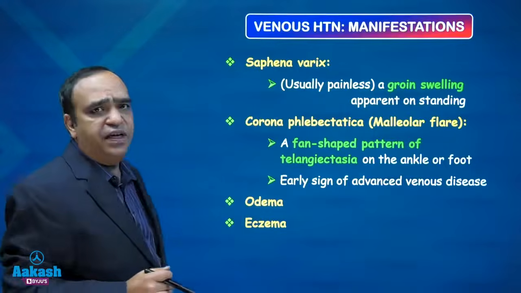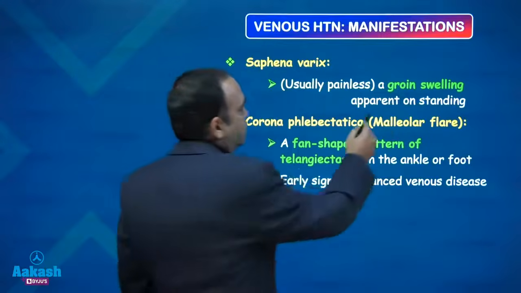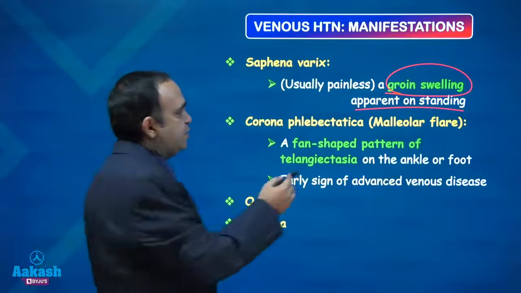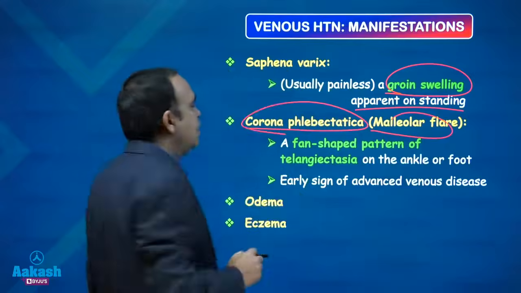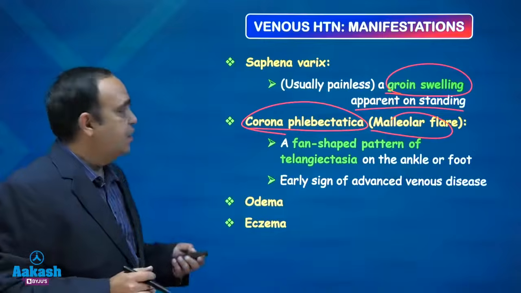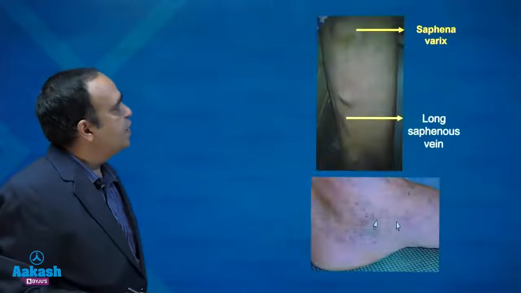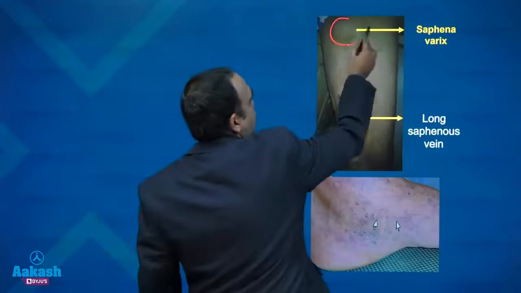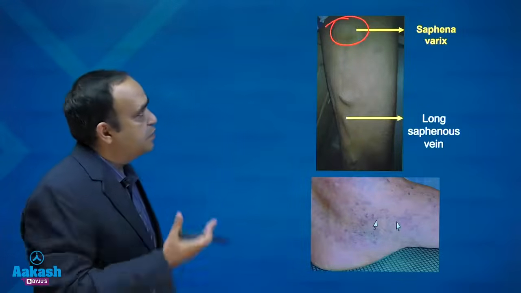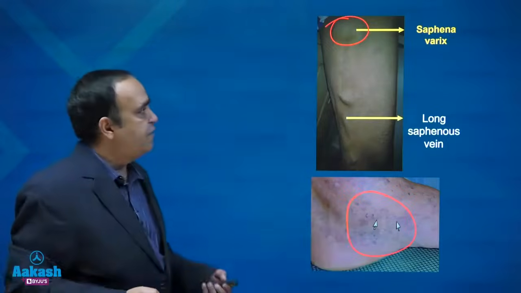Then we have saphenous varix. Saphenous varix is a term used for a localized bulge or swelling, right? It's usually in the groin that appears on standing. Then you have a malleolar flare or corona phlebitica. It's a fan-shaped pattern of telangiectasia, right? So typical pattern gets a name corona phlebitica. Then edema, eczema are the other features of varicose veins, right? So this one you can see. A localized swelling that shows cough impulse that appears on standing, that is called saphenous varix. And this is the fan-shaped pattern I was talking about, the malleolar flare.